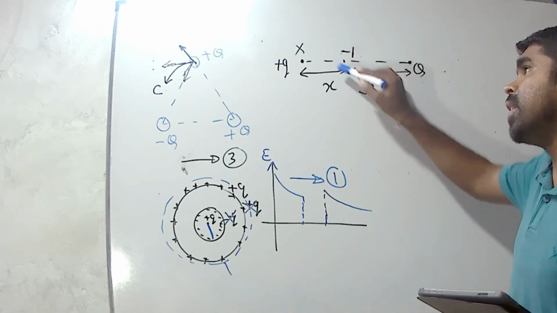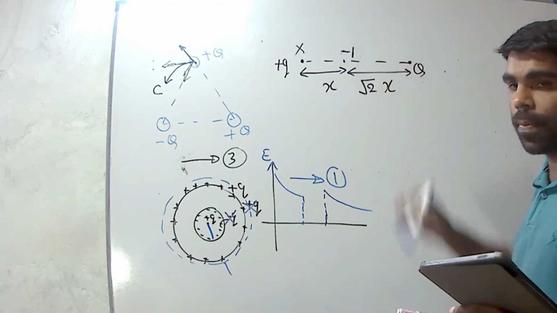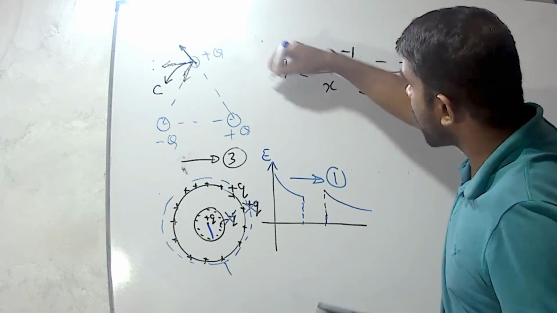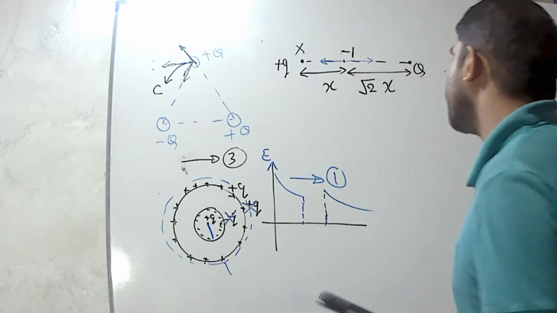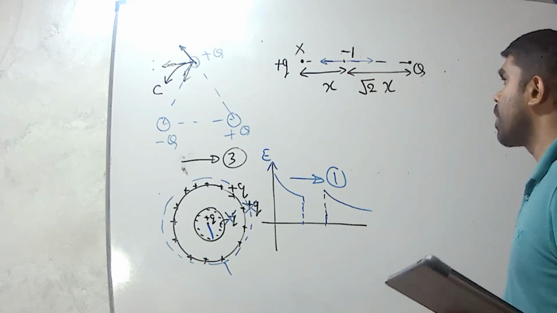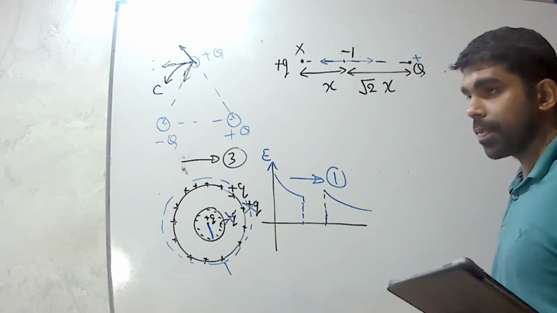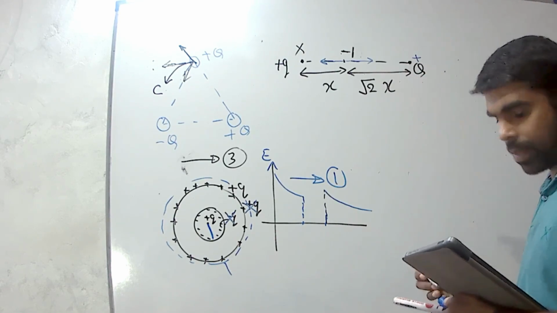We have to consider that there is no net force on this charge. And we know that there is an attraction due to positive. Therefore, it should be an attraction in this direction. Therefore, this charge should be plus. Now we have obtained the sign of this charge should be plus.